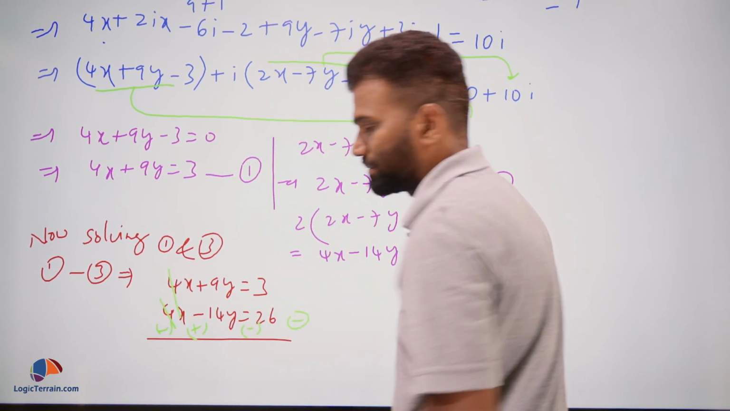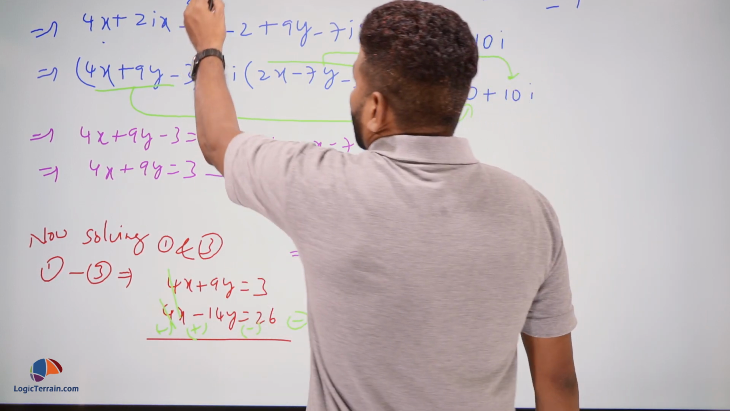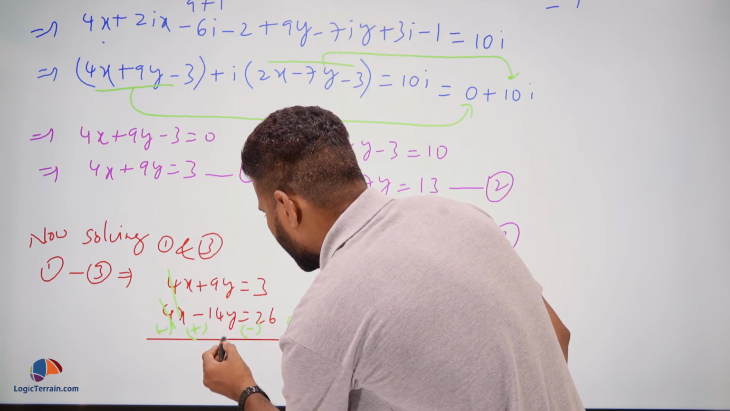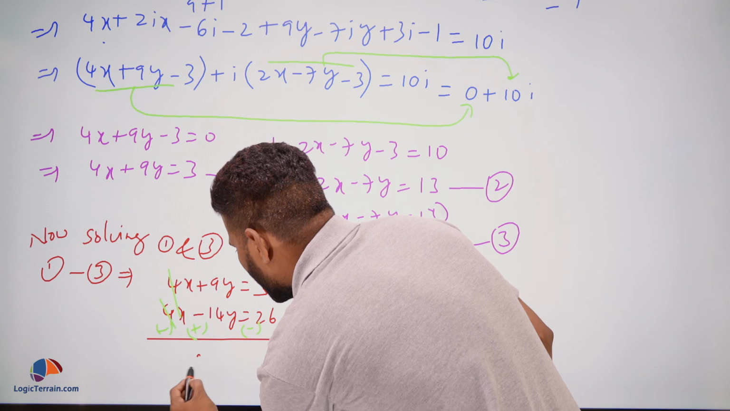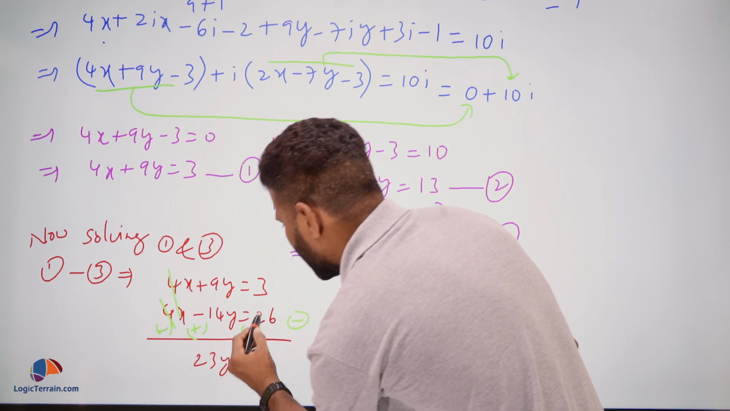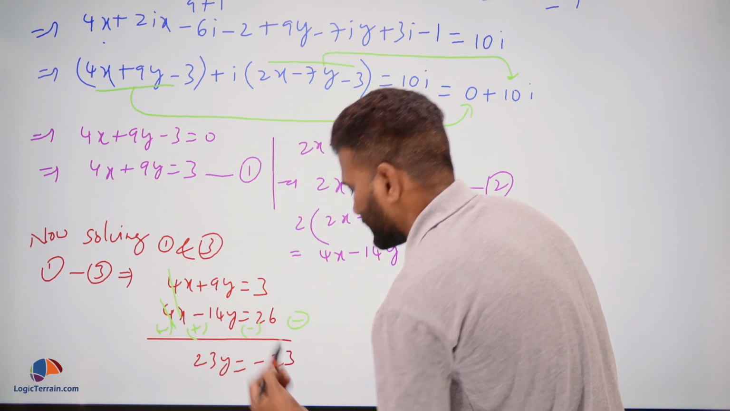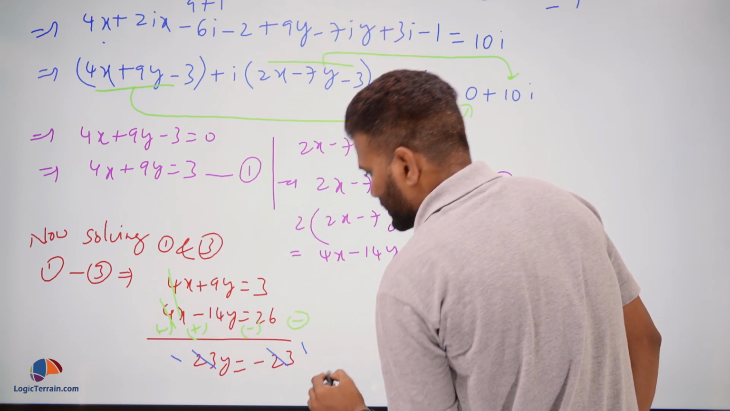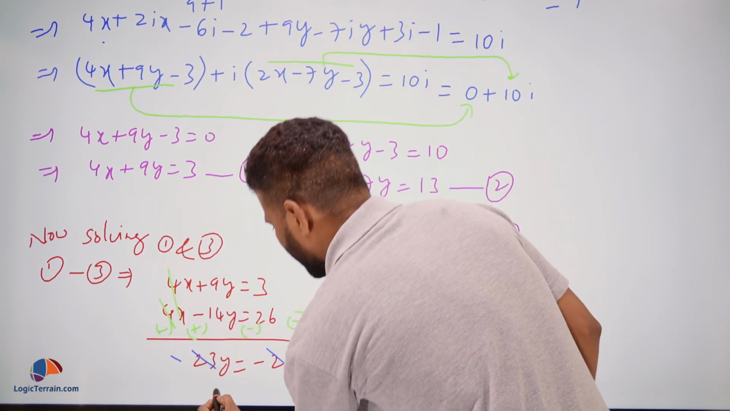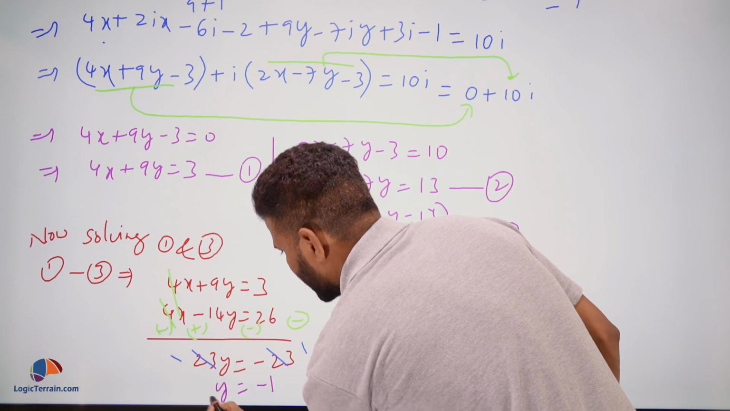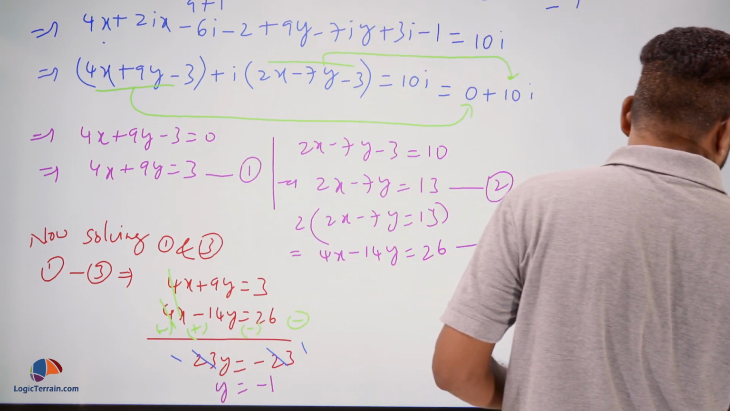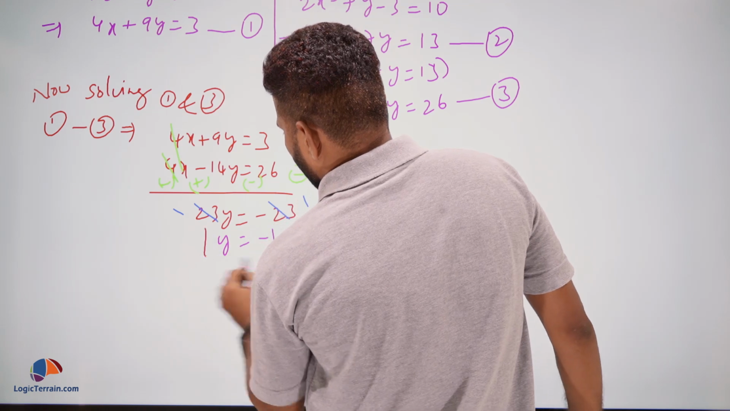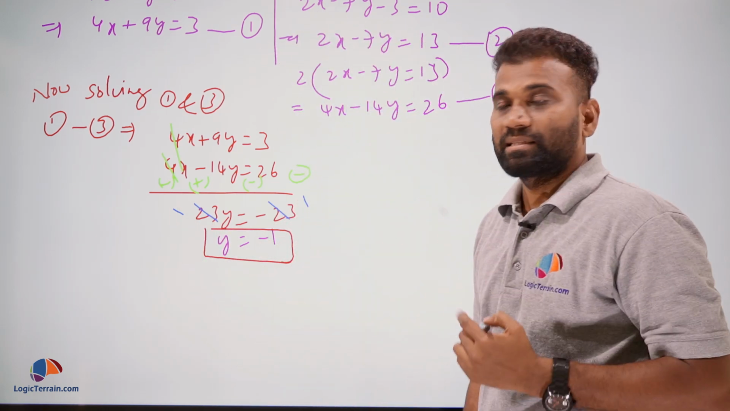Here plus 4x minus 4x gets cancelled. Now these two on summing up, we'll get 23y, here we'll get negative 23. Now on both sides 23 ones are 23 ones are, then we have y is equal to negative 1. So we got the y value, that is negative 1.